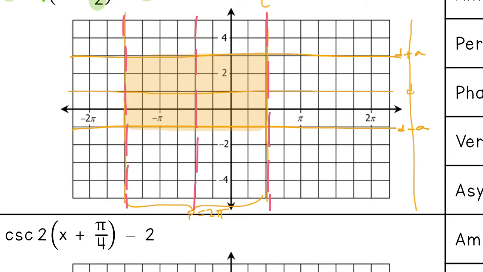Also, I can see the pattern already. It's basically every 4 squares. So I'm going to continue that for the rest of the graph until I run out of space. I think it's just enough room for one more. Okay, so those are my asymptotes.